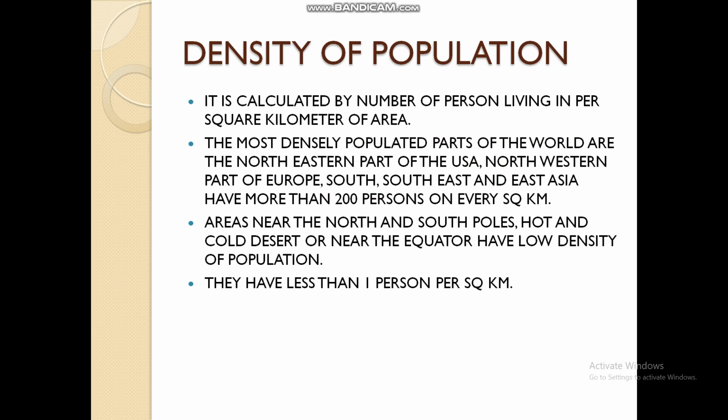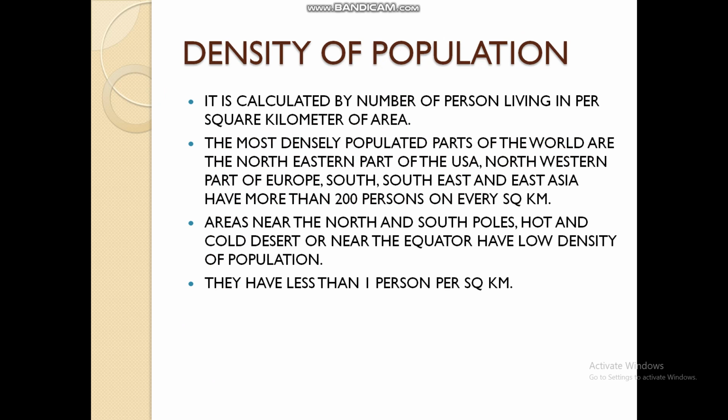Density of population. It is calculated by the number of persons living per square kilometer of an area. The most densely populated parts of the world are the northeastern part of the USA, northwestern part of Europe, and South, Southeast, and East Asia, which have more than 200 persons on every square kilometer.